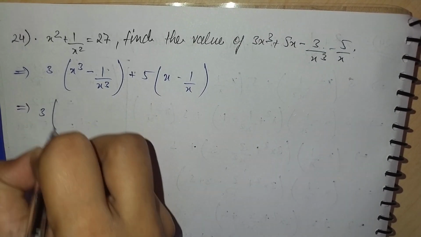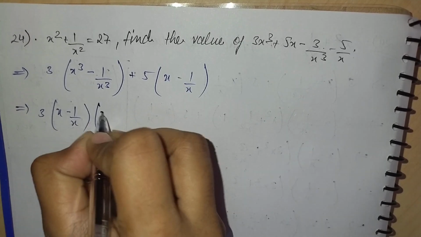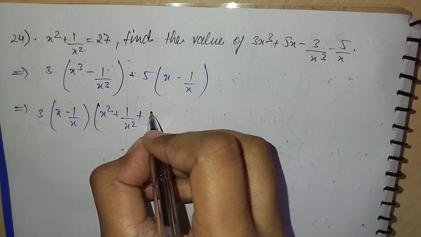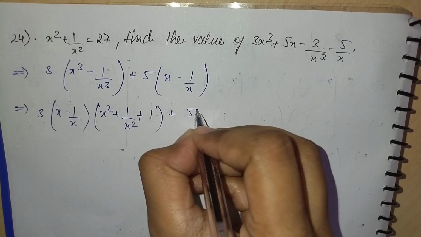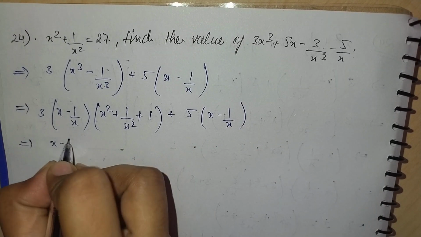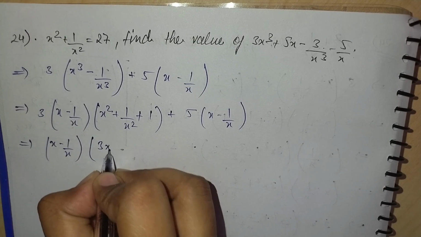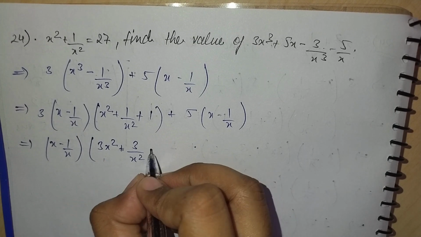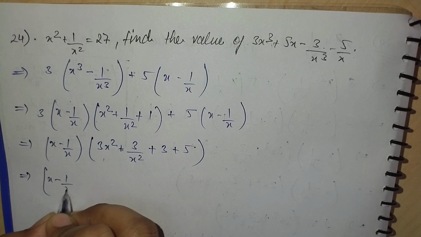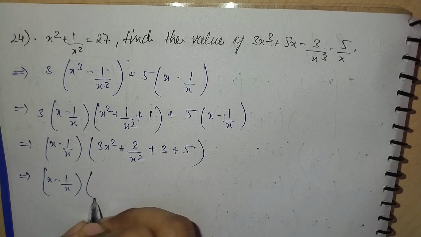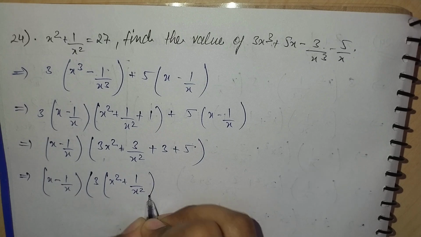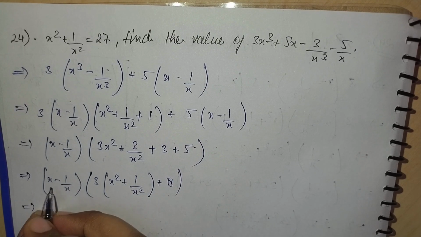So we will open this with the formula for x minus 1 by x. Here x square plus 1 by x square plus 1, plus 5 (x minus 1 by x), equal to, we will take x minus 1 by x as common, so (x minus 1 by x) times (3x square plus 3 by x square plus 3 plus 5) here, equal to (x minus 1 by x) times, we will take 3 as common, so 3 (x square plus 1 by x square) plus 8 here.